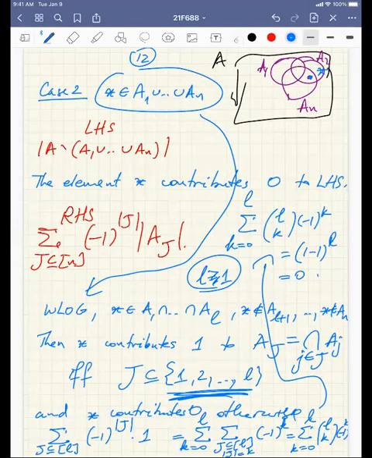Next time, we will do some other applications of the principle of inclusion-exclusion. And later on, we'll talk about the Mobius inversion formula, which is a very powerful generalization of the principle of inclusion-exclusion.